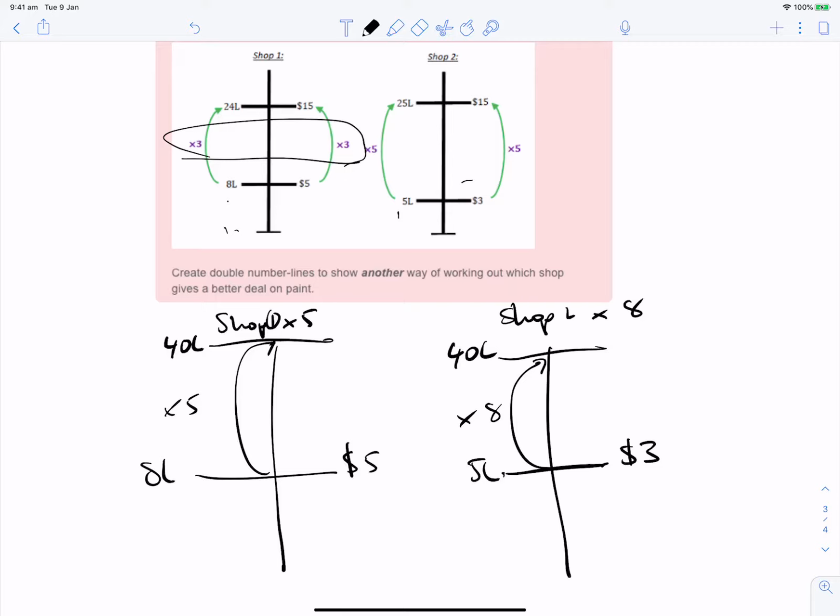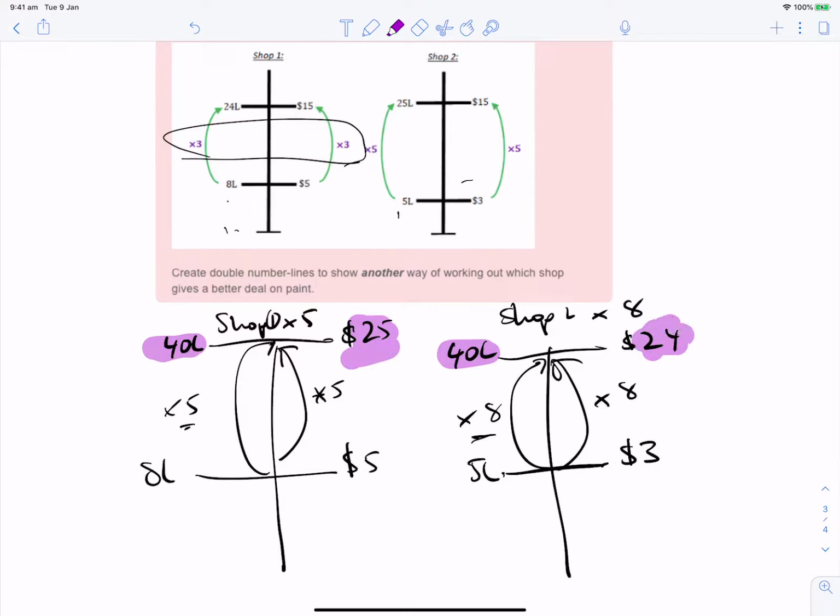So if I times this side by 5, I'm going to have to do the same to the other. Times by 5. So that's going to take me to $25 for 40 litres of fuel. And if I times this side by 8, then I'm going to have to do the same to the other one. So I times that by 8. 3 times 8 is 24. And here I've got what I wanted. What I really wanted to show was that the same exact litre amount, shop 1 cost me $25 and shop 2 cost me $24. I'm buying my fuel at shop 2.